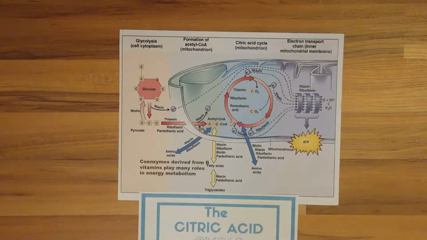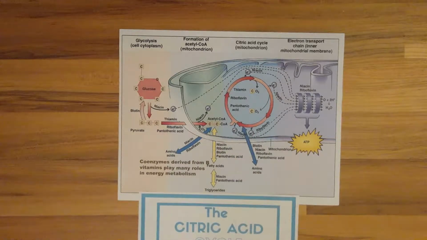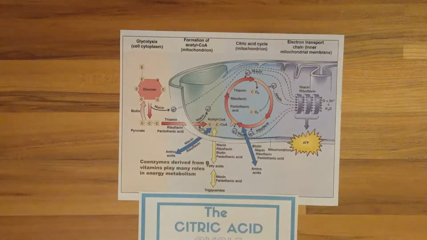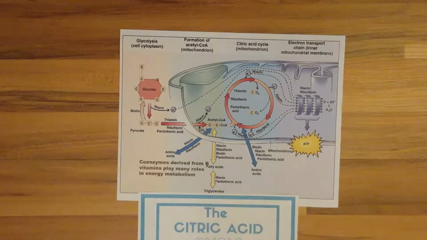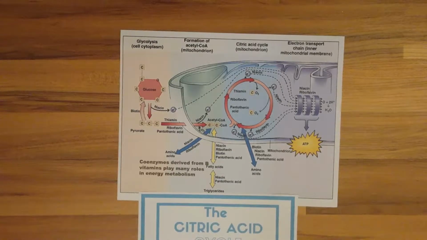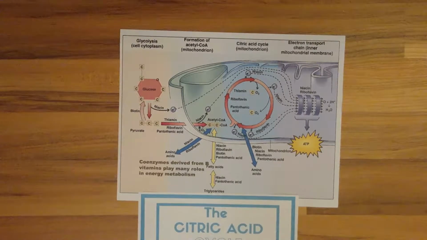The third stage is the citric acid cycle. This cycle can also be referenced as the tricarboxylic acid cycle or the Krebs cycle. Like the formation of acetyl-CoA, it also occurs in the mitochondria. The final stage of cellular respiration is the electron transport chain. This stage produces the most ATP molecules, however, it will not be discussed in the video.